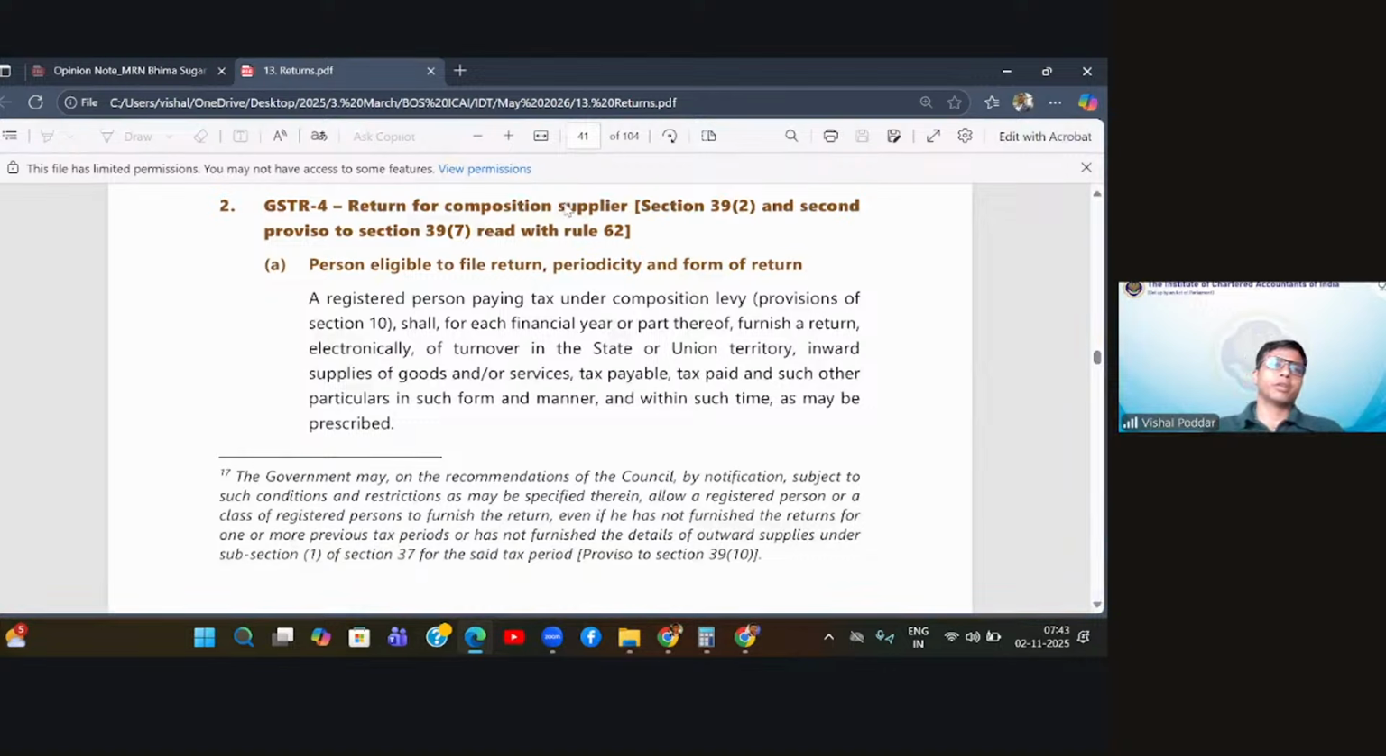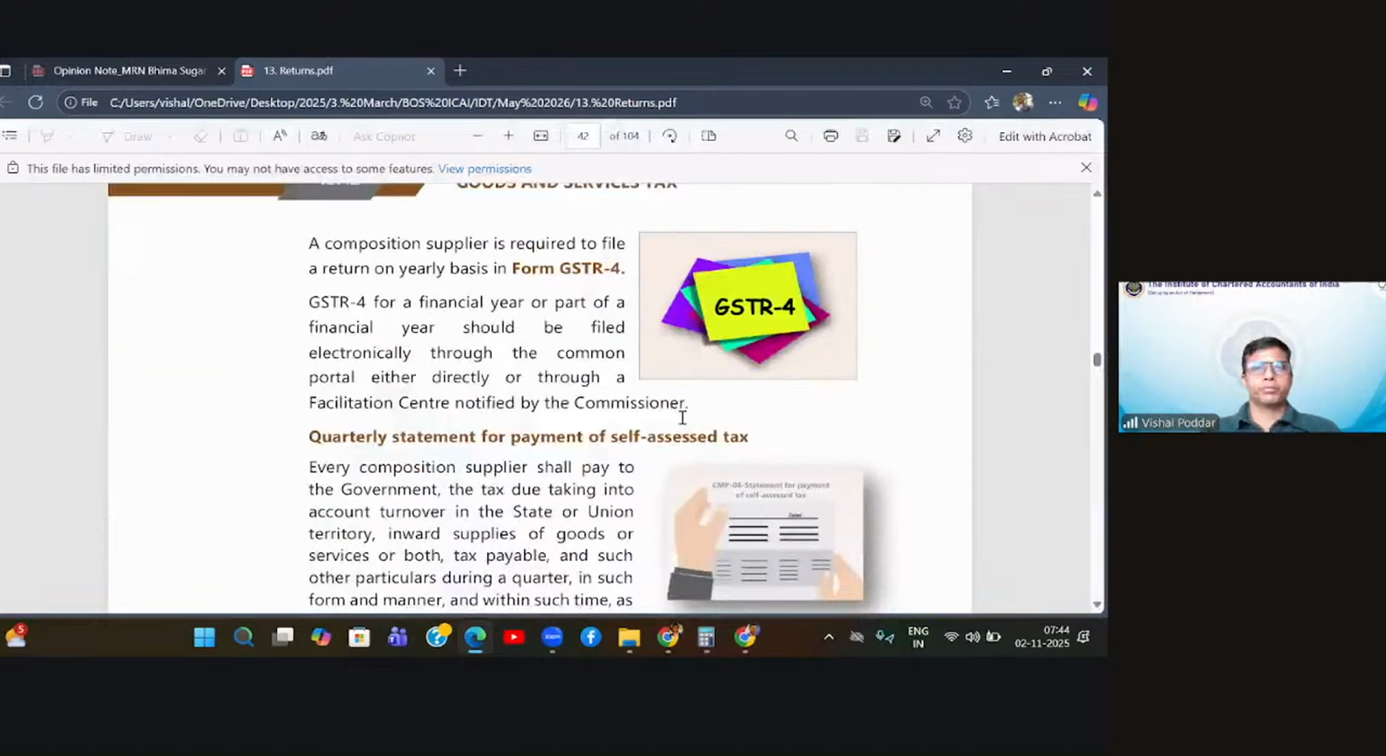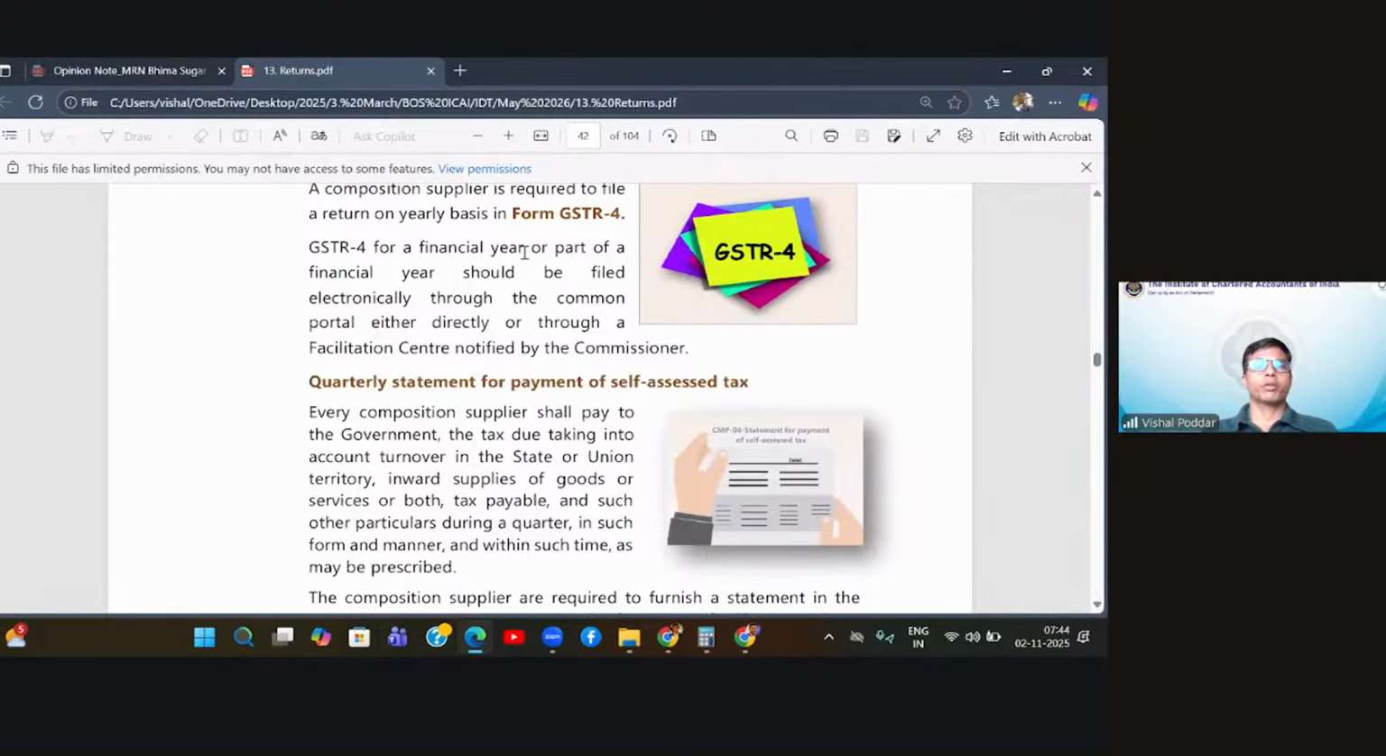So this return for composition dealers, GSTR 4, is filed only once in a year, and then there is obviously no annual return. Like for all others, we have an annual return because they have monthly or quarterly returns. But for a person who is under the composition scheme, since their returns are themselves annual, there is no need to file again any annual return. So GSTR 4 for them is their periodic as well as the annual return. GSTR 4 for a financial year or part of a financial year should be filed electronically.